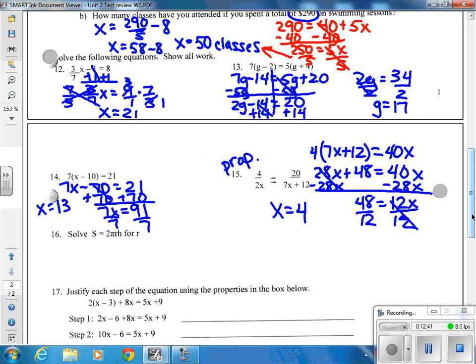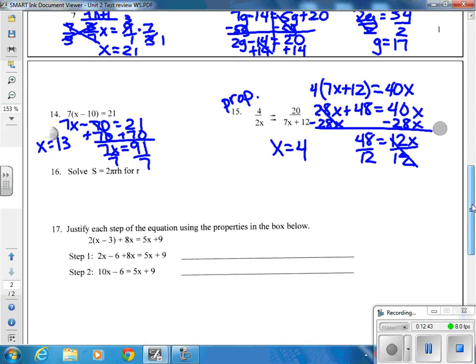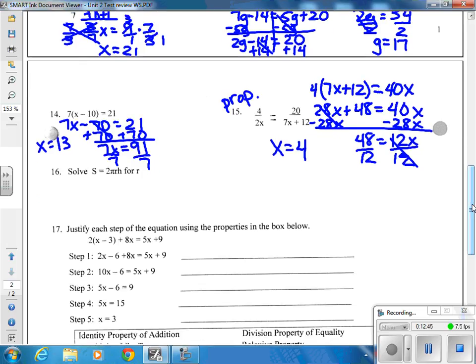For number 16, you're solving for the specific letter that's given. We're looking for the r, so we want to get rid of the 2, the pi, and the h all at the same time. It's all being held together by multiplication, so in order to get rid of it, we're going to divide both sides by 2 pi h. Now they're gone, and you're left with the r behind. So the answer is r equals s on top divided by 2 pi h.